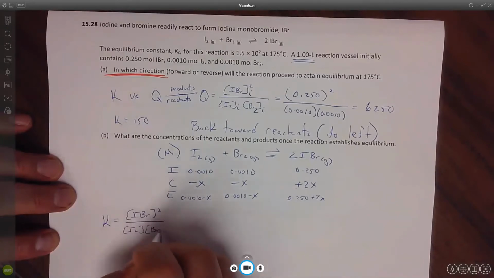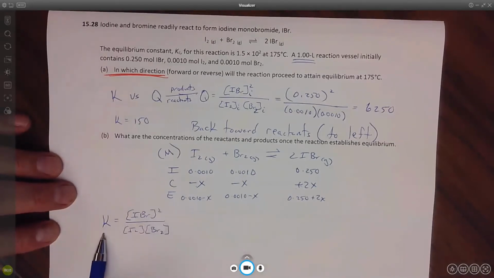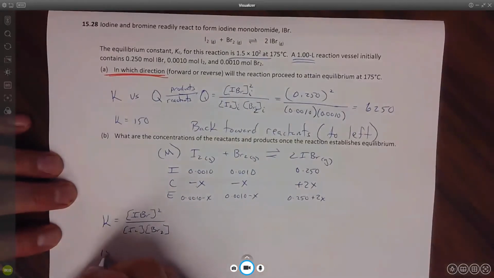Okay. Then what do I do? Do I know the value of K? Yes, we do. It was given to us. Right, so 150 to 2 sig figs. What about this?